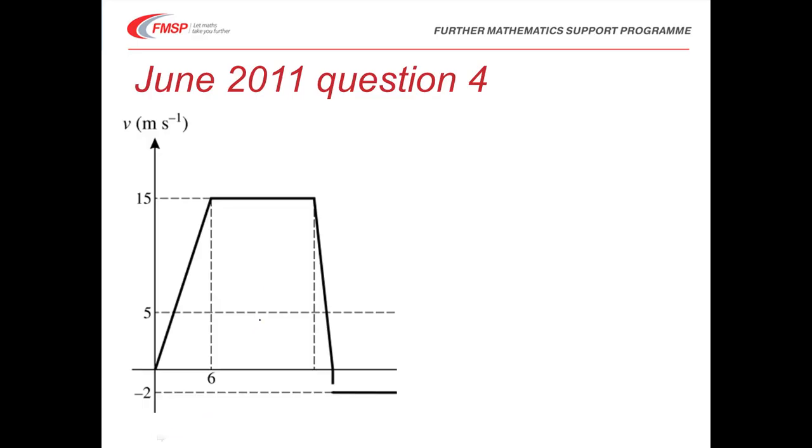Okay, I've enlarged this part of the graph to make it easier for me to write on the information I want to. The car travels at a constant speed for 11 seconds. In other words, from 6 there's a further 11 seconds, so that must be 17 seconds. And then decelerates for 2 seconds, so this time must be 19 seconds.